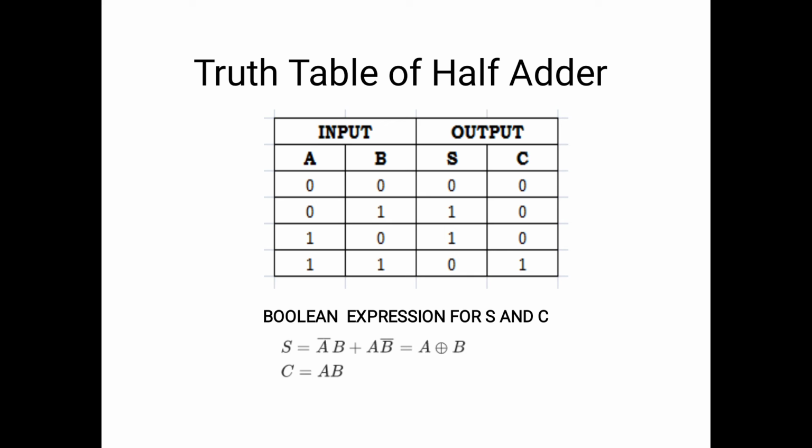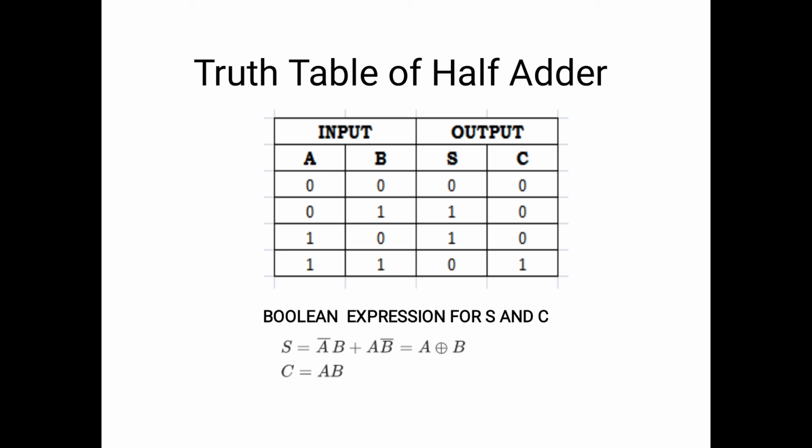In the second row, the values of A and B, that is inputs, are 0 and 1. So when we add them, sum will be 1 and no carry will be produced. Similarly, in case of the third row, when the inputs are 1 and 0, the value of A is 1 and B is 0, then their sum will be 1 and carry will be 0. Similarly, when the value of A is 1 and B is also 1, and we add them, 1 plus 1 is 1 0, so their sum will be 0 and carry is 1.